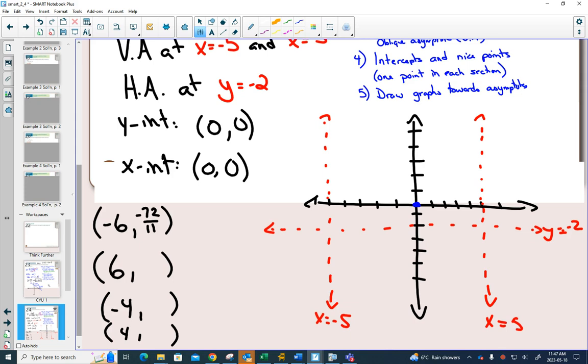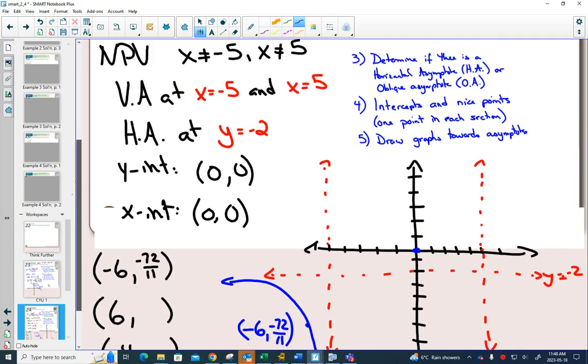Now, if you're trying to figure out what that is, you know that 66 divided by 11 is 6, 77 divided by 11 is 7. This is going to be somewhere in between -6 and -7. So I'm going to go 1, 2, 3, 4, 7. I can label this point -6, -72 over 11. And by having that point, I have enough in this section to draw towards my asymptotes.